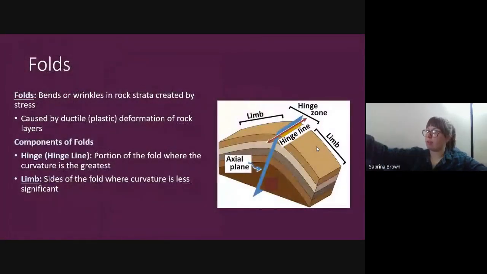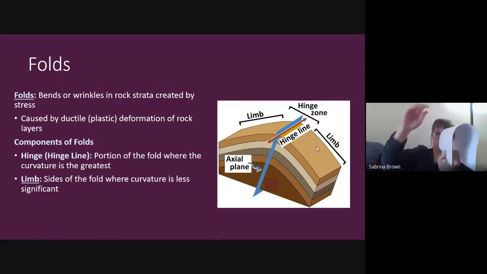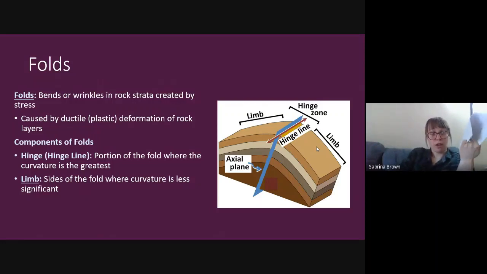I thought there was more on that slide, but I deleted it because it wasn't important. All right, so here's a fold. This is hard to do with just two hands, but here's our fold. Here would be our hinge line because this is the greatest curvature. And then we would have a limb and a limb. All right, so folds are bends in rocks created from ductile deformation.